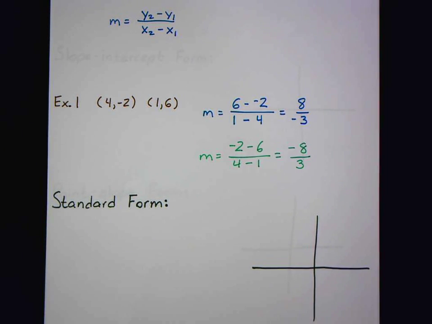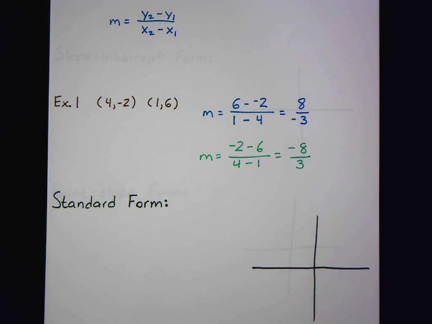So I can't do the first one for the x and then the second one? Nope, you can't switch ordered pairs. If you choose the 4, -2 to go first, it has to go first for both x and y. Because if I switch in the denominator, then it would make it positive. So then I wouldn't get the same slope. That makes sense.